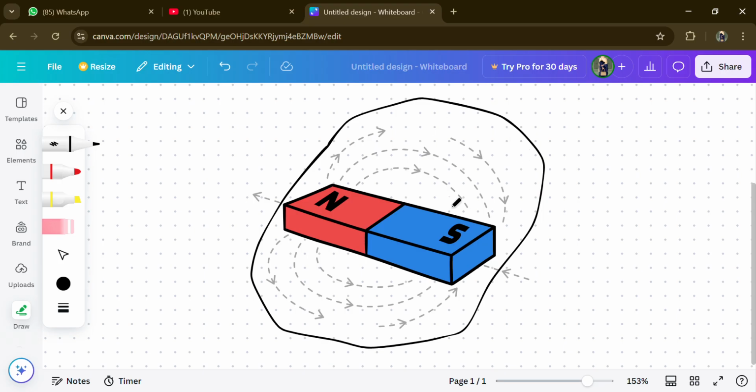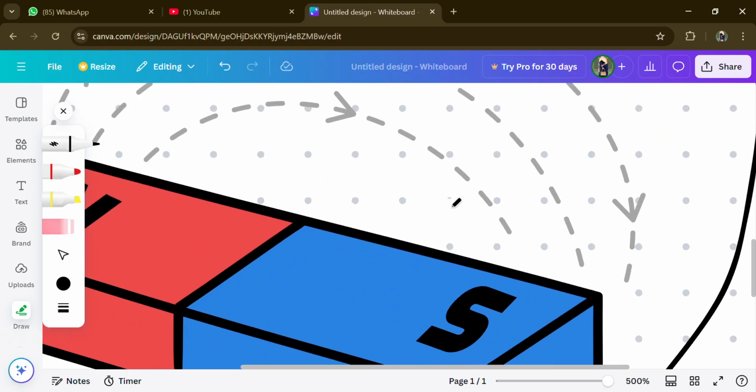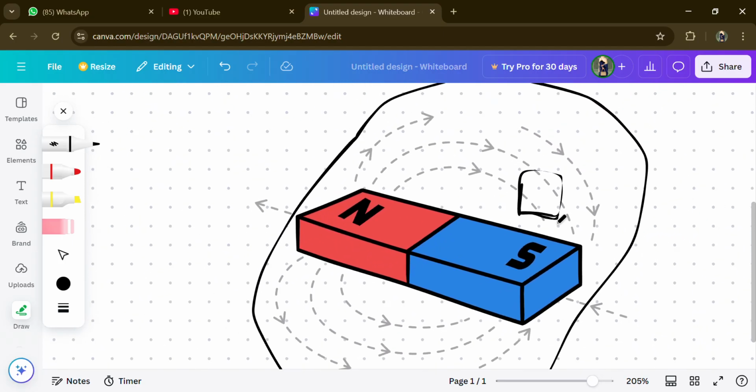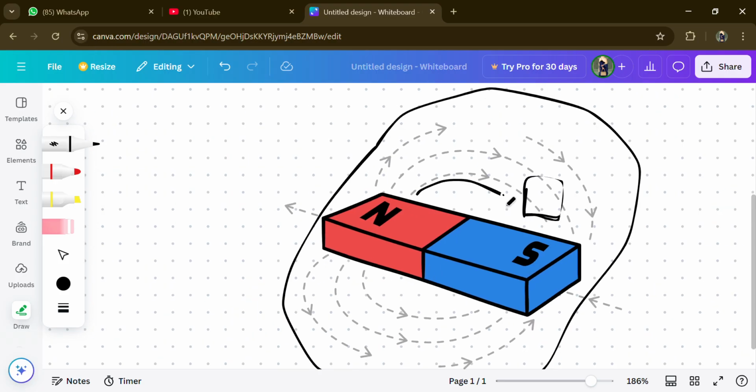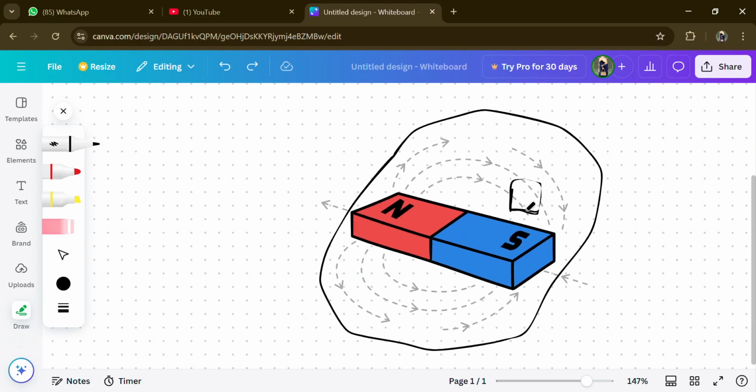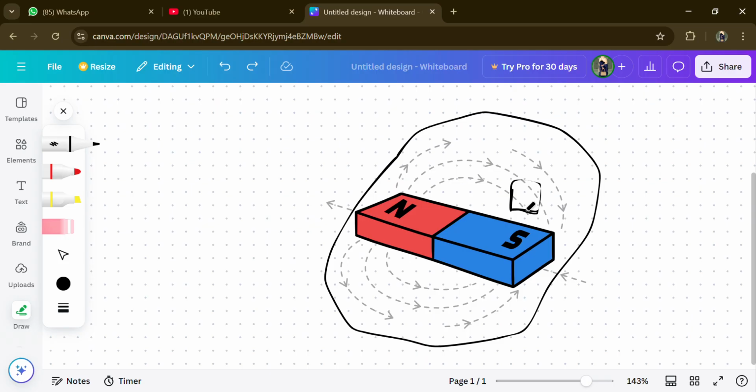Now what if I ask what is the number of lines that are passing by this specific square? Now you all know how the north and south poles are connected with each other. The lines are moving in this direction, and in between I have taken a specific square, and I'm asking you to tell me how many lines are passing by this specific square. So that is what we call magnetic flux.